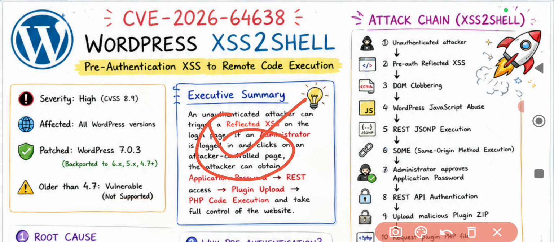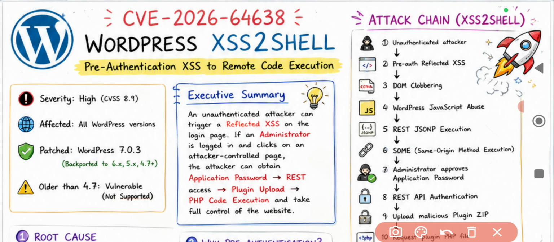So this is the executive summary, folks. What does the executive summary say? An unauthenticated attacker can trigger a reflected cross-site scripting on a login page. If an administrator is logged in and clicks on an attacker-controlled page, the attacker can obtain an application password, access plugin uploads and PHP code execution, and take full control of the website. This is the executive summary that has been identified.